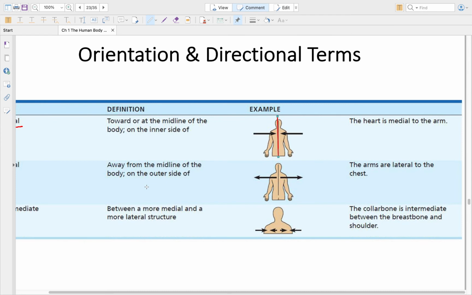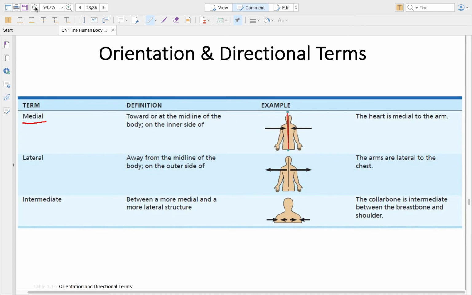We're going to make a medial incision in the left leg, and so on. So you have to know these terms. And medial means middle, easy. Everything kind of surrounds that, the midline.